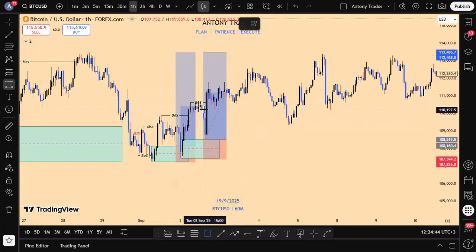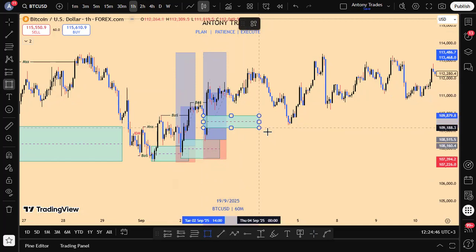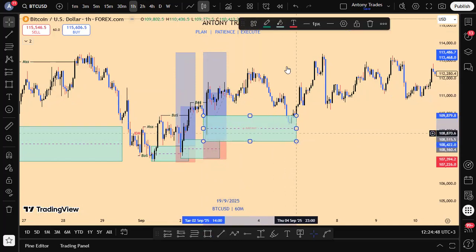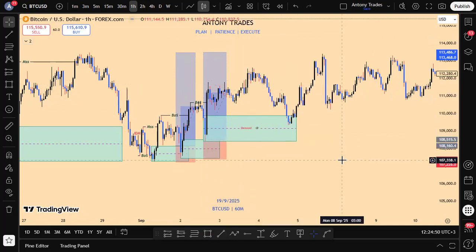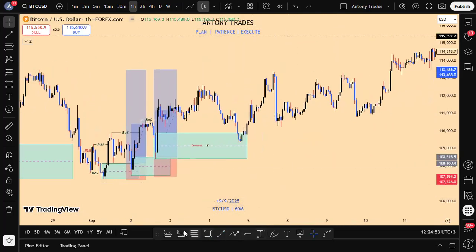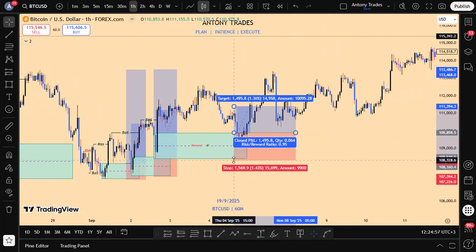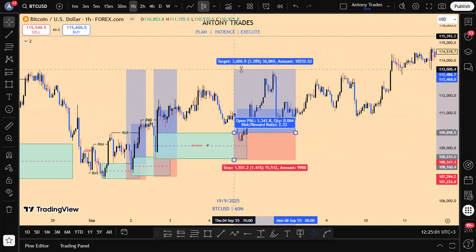Now we have another demand zone. Very nice. We have another demand zone down here. So this is also another demand zone. So you can also decide to do like this. You are just scaling in. Where is your take profit? Within this eye here.